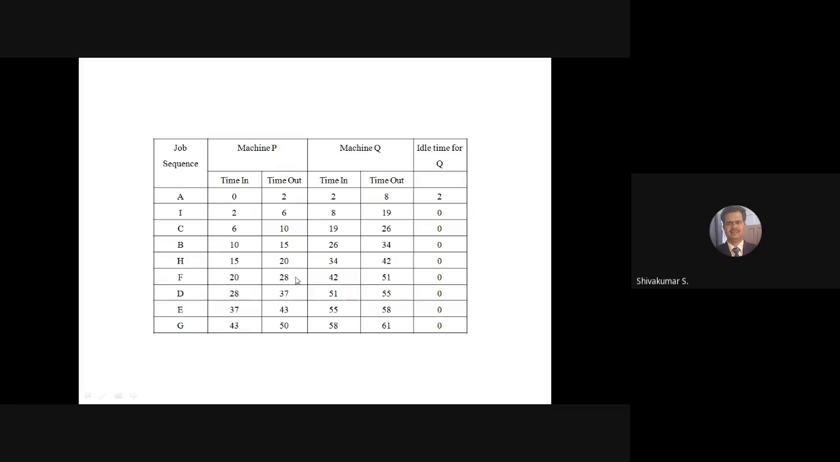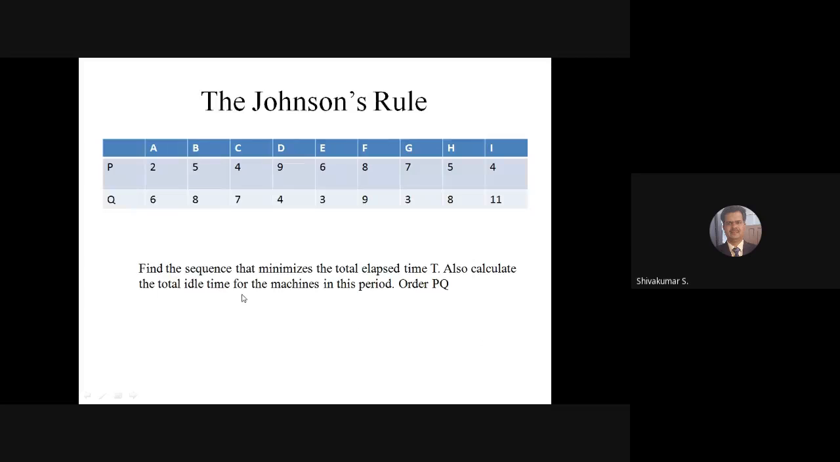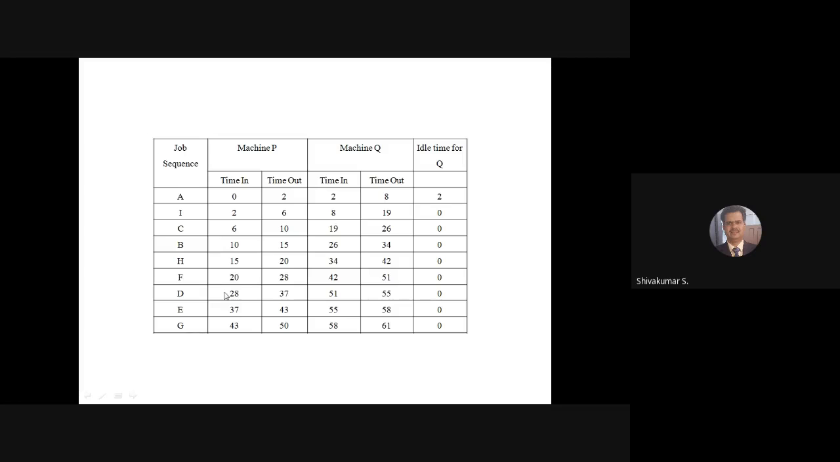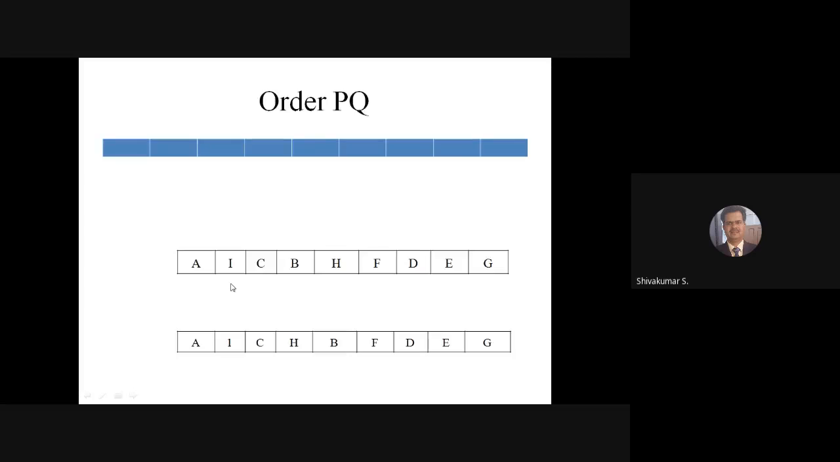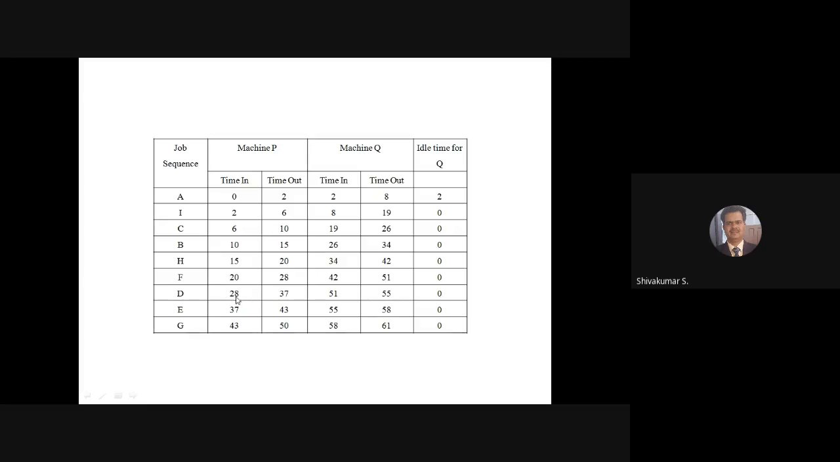Similarly, D job, 28 time out, 28 time in. So just check out here. D job is 9 and 4. So 28 plus 9, 37. So here 51 time out. So write the same thing, 51 here, plus 4 minutes on Q. So 51 plus 4, 55, idle time 0.